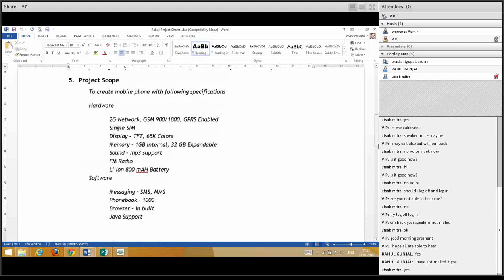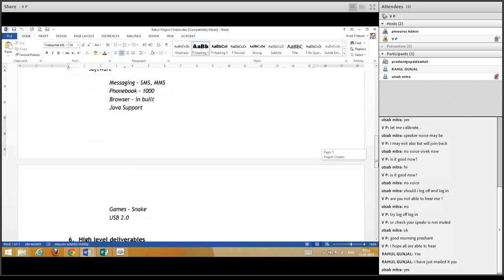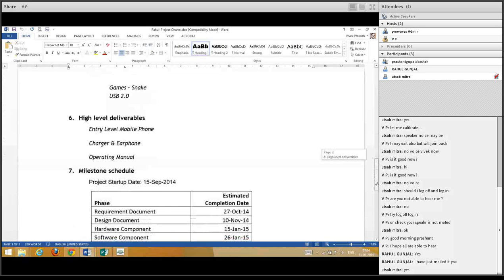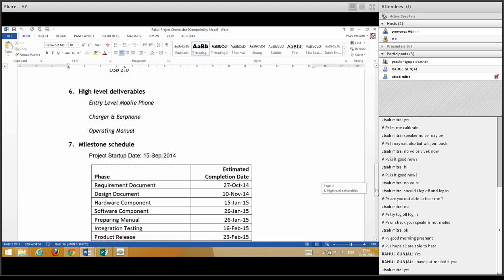There is scope to create a mobile phone with the following specifications. Okay, so it's not 3G because it's a low segment, single SIM, display 50, 1 GB RAM, 32 GB expandable. Doesn't it become too costly? No? Let's see. Messaging, e-book, browser inbuilt, Java support, game, Snake, very good. High level deliverables: entry level mobile phone, charger, earphone, operating manual.